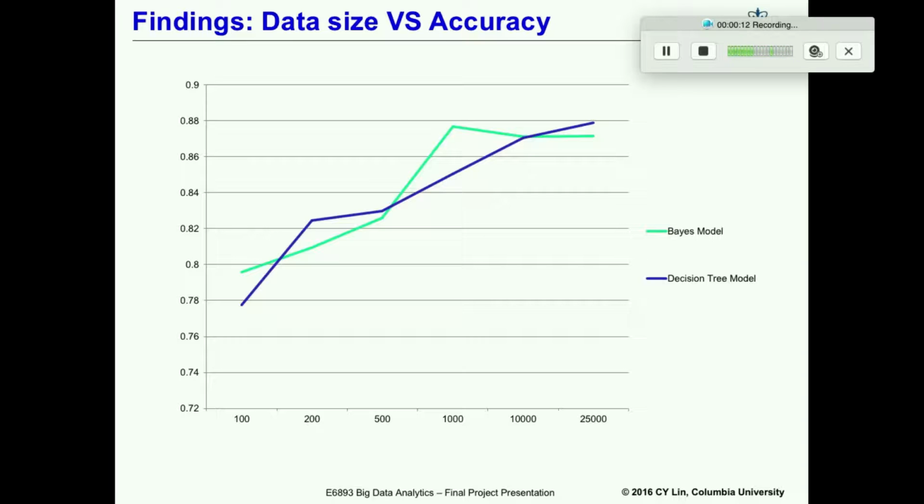Here is what we found out. From the graph, we can tell that with the increasing data size, the accuracies for the two models increase as well. For the Bayes model, when the data size goes beyond 10,000, the accuracy pretty much remains the same here.